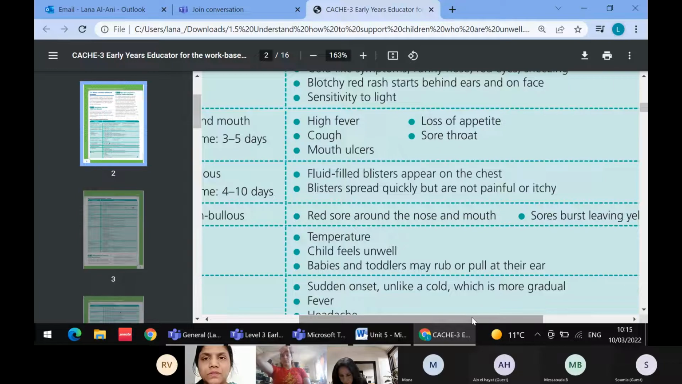It's all around the nose. So you will find red, and it is sore around the nose and the mouth. Yeah.